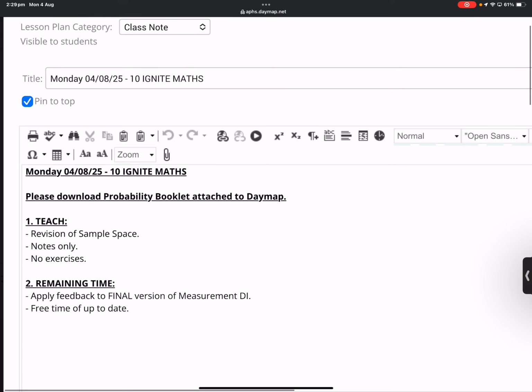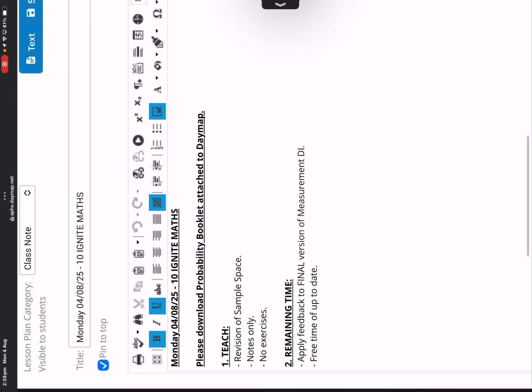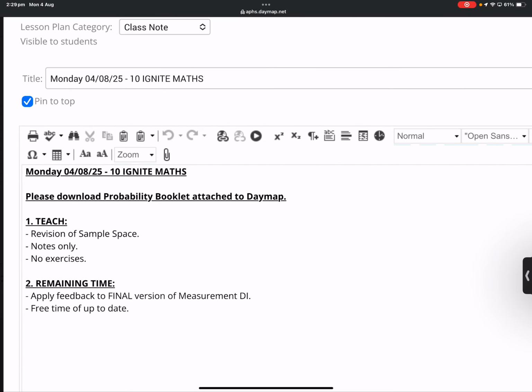What am I going to teach today? I'm going to revise sample space because that's assumed knowledge now. I don't know what you did for probability. I was asking a student over here whether he knew what sample space was. There was a vague idea about what sample space was, but I need to make sure that you're on top of that. There's no practice exercises today, just the notes. If you finish getting those, apply your feedback to the final version of the measurement DI. And then if you finish that as well, when I see it uploaded, you're going to have free time. Okay? So there's a new booklet attached to DayMap.